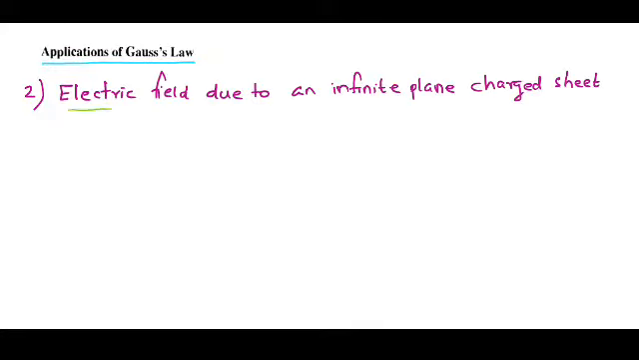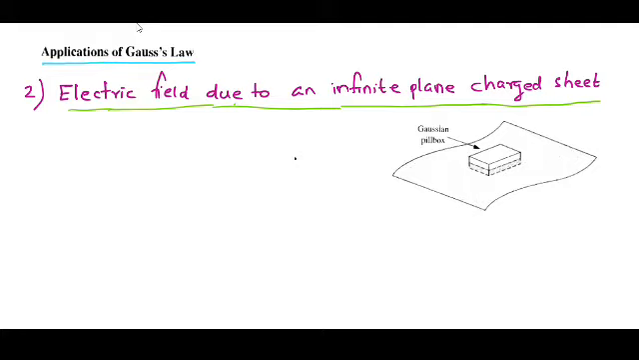What is this infinite plane charged sheet? The picture shows the infinite plane charged sheet. That is, this consists of a large number of positive charges, for example, and to find out the electric field due to this charged sheet, a Gaussian surface is drawn. The Gaussian surface is this one.